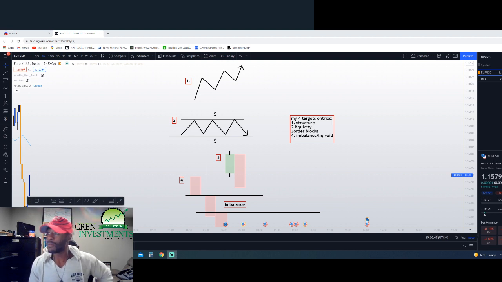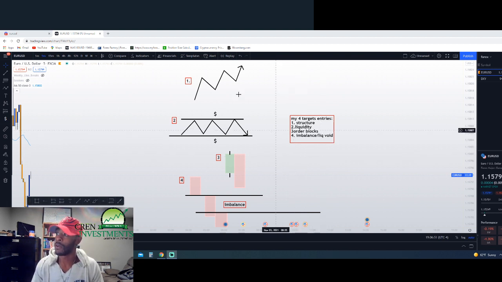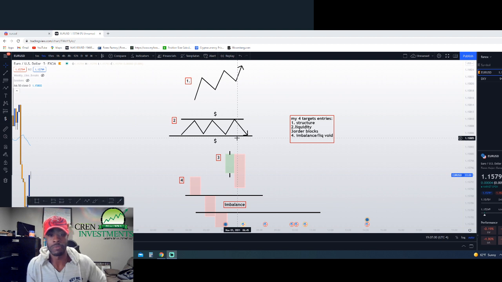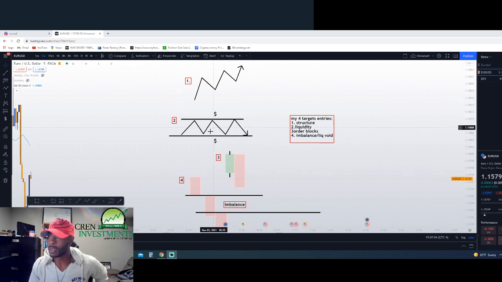But all right, so what you see in front of you is essentially my 4 targets for my entries. As you can see here, I got structure: equal lows, higher highs or higher lows, or lower lows and lower highs, depending on if the market is bullish or bearish. Second thing, we got liquidity: equal lows or equal highs, or trendline liquidity.